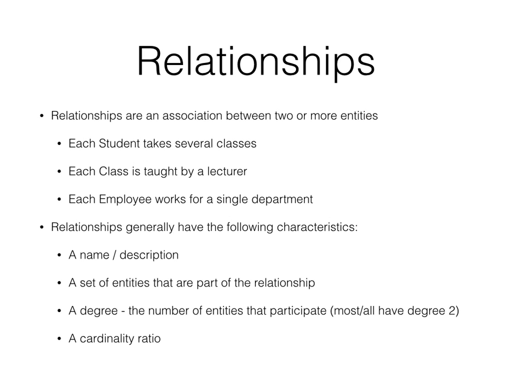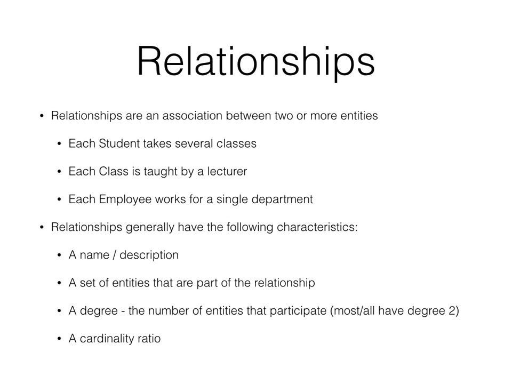You could reword those statements and say, 1 student takes many classes. 1 class is taught by 1 lecturer. 1 employee works for a single department. We'll talk about why that rewording is important on the next slide. But relationships generally have the following characteristics. They usually have a name, a description, a set of entities that are part of that relationship, and a degree, the number of entities that participate.